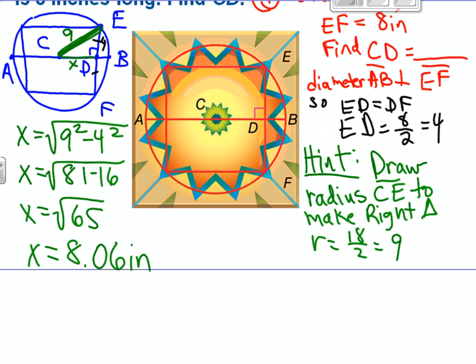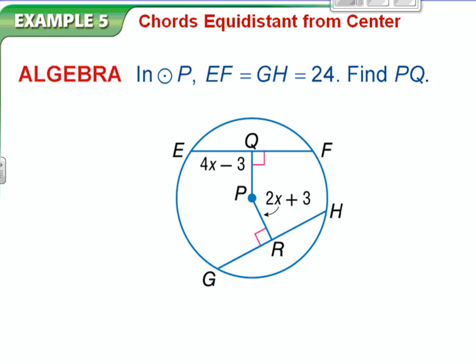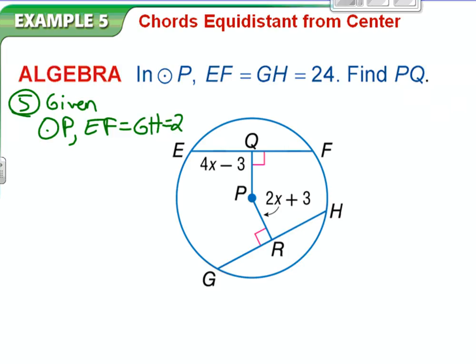Our last problem of our notes is number 5. And we're going to write the given information again. So this is circle P, and EF is equal to GH, which is equal to 24. And we have to find the length from P to Q.